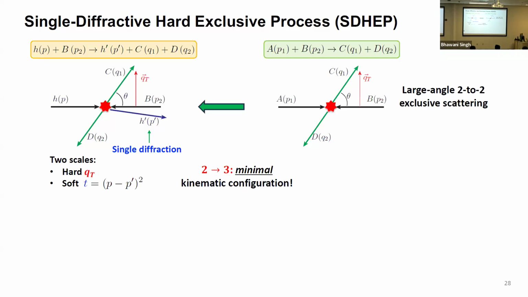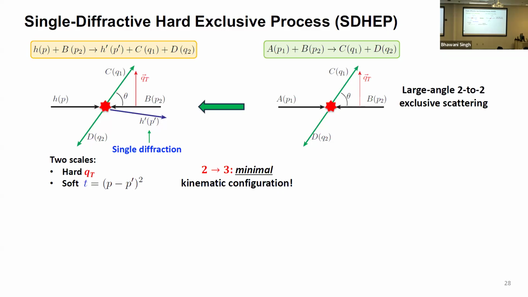Again, we need a hard scale to make factorization possible. That hard scale is the same as the hard scale here. It's given by the large momentum QT of the other two particles, C and D, in the final state. You can then see the difference between the single diffractive process and the large angle 2 to 2 scattering, because the single diffractive process contains two scales: one hard scale given by QT, and the other soft scale T given by the momentum transfer from P to P prime.